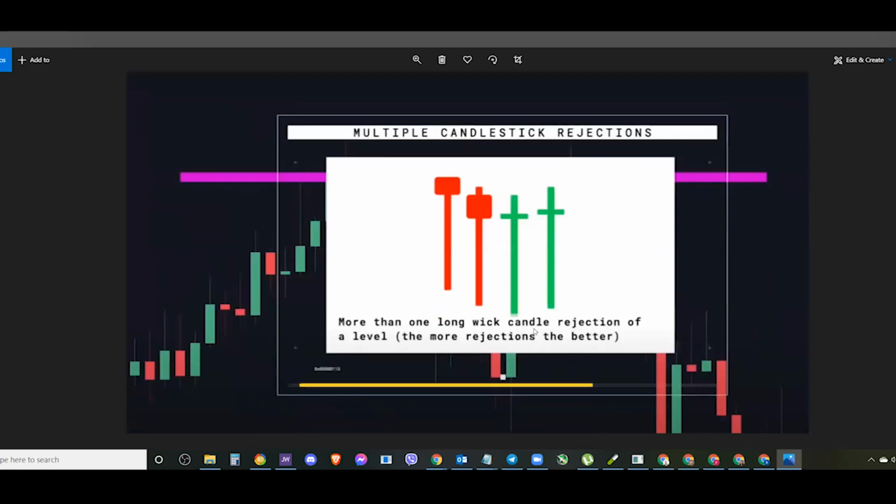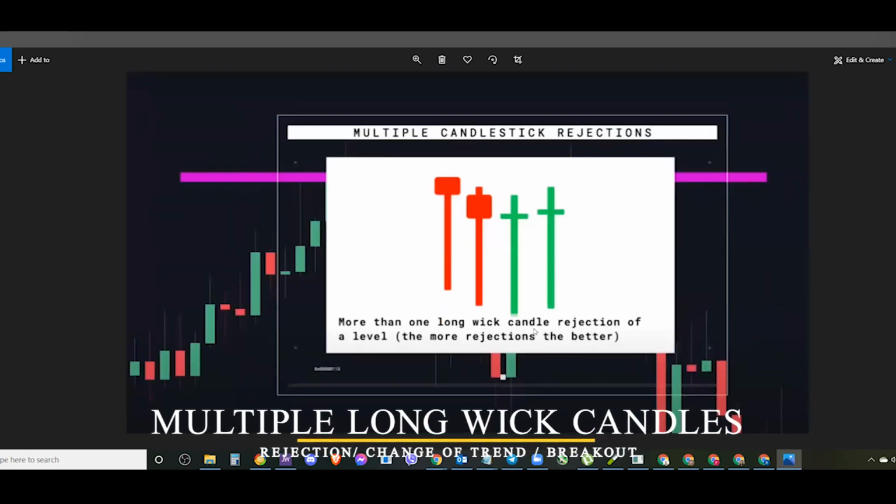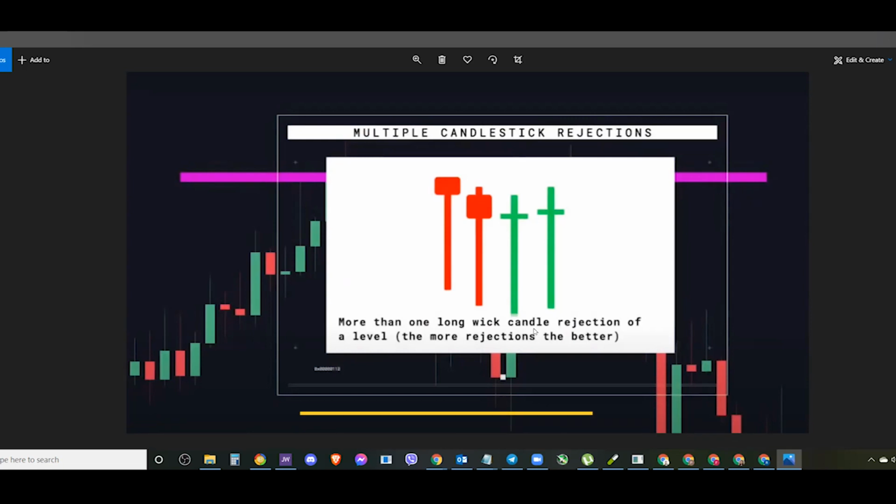So, multiple candlestick rejection kapag marami kang nakikita mga long wick candle. So, possible nagkakaroon ng consolidation, tawag ng iba is price build up, and definitely possible na magkaroon ng changes din sa market trend. So, isa yun.